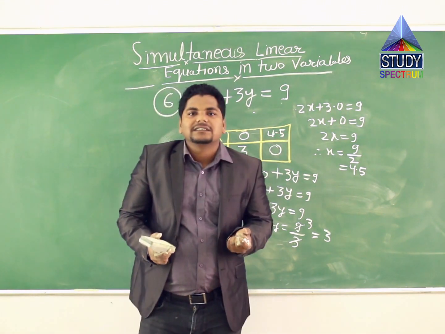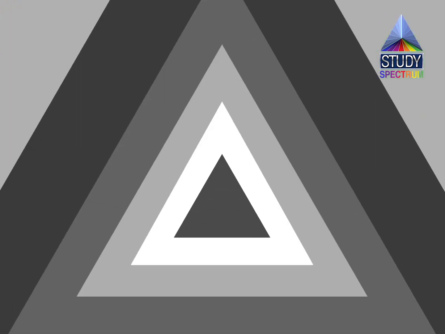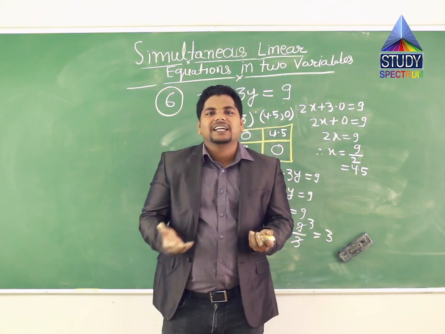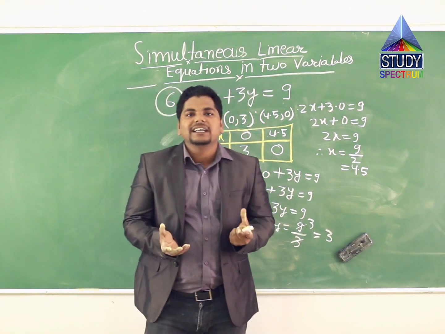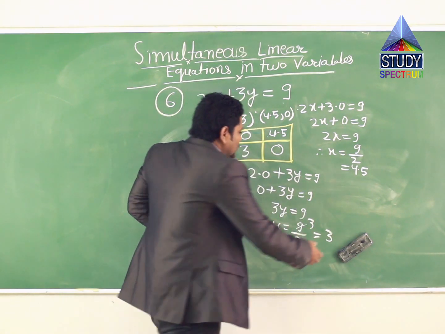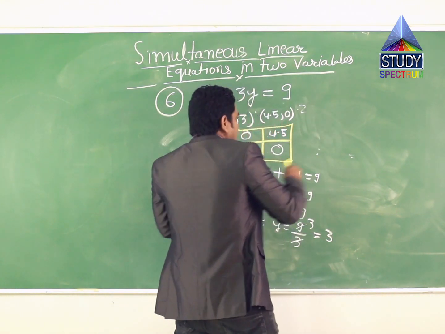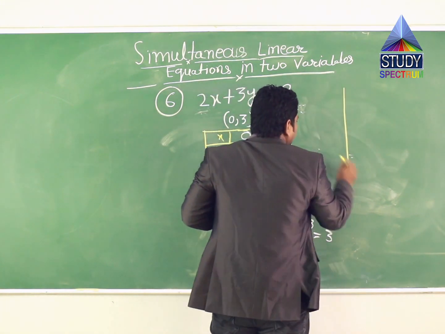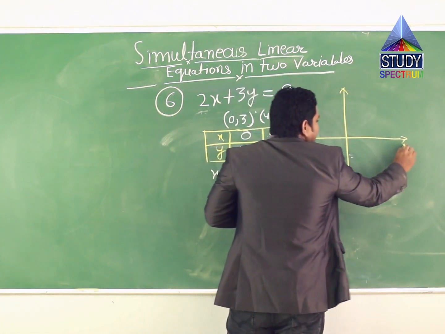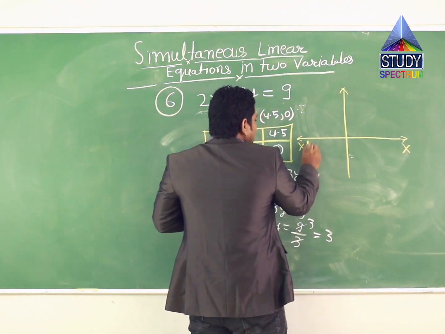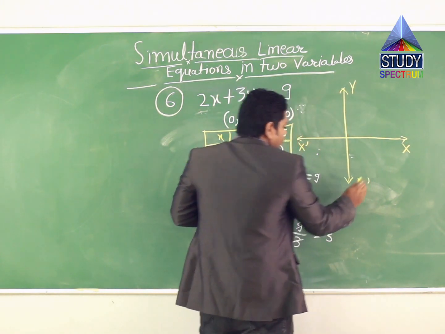We have already discussed 2 points are quite enough to draw a straight line. 2 points are quite enough to fix a straight line. So we have got 2 points, now we can draw a straight line in the xy plane. So in the xy plane, this is x, this is x dash, this is y, this is y dash.